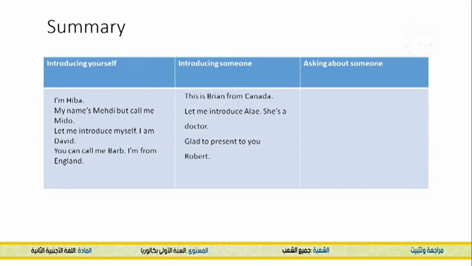Now, how to ask about someone, right? For example, how are you doing? Or how's everything? Or are you a student? Or where are you from? Of course, there are other statements like, how's life treating you, right? I hope everything is good with you. So these are different statements. Of course, this is something that you did last year, but this year, we are going to repeat that.